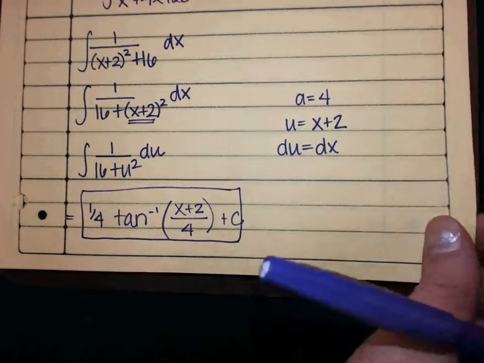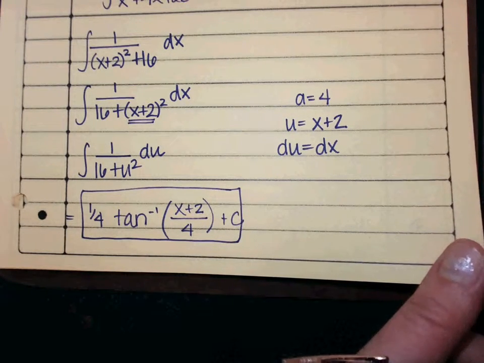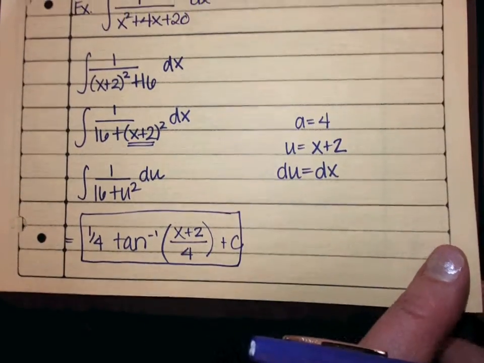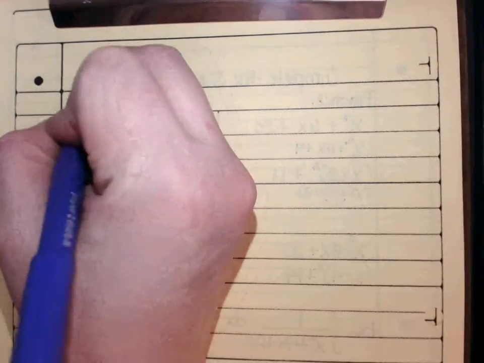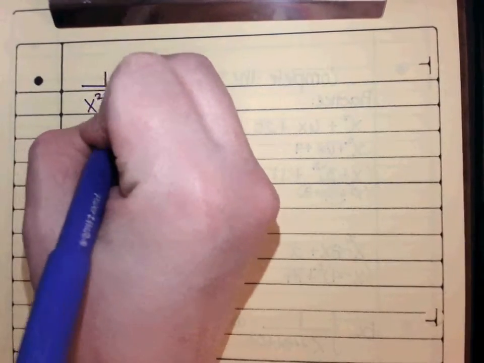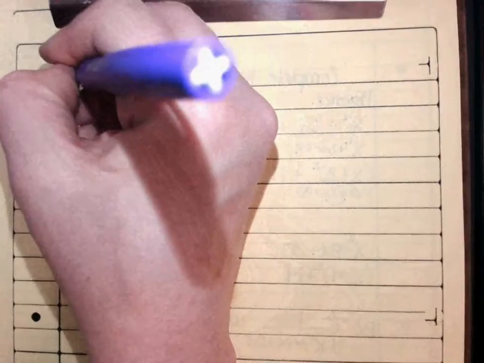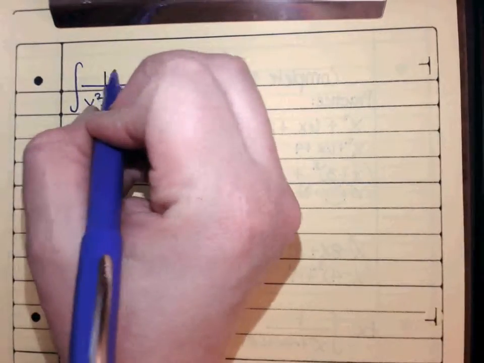Okay, can I give you another one like that? Okay, write it down. It's going to be the integral of 1 over x squared minus 10x plus 29. And let's actually make on top, let's make that a 4.